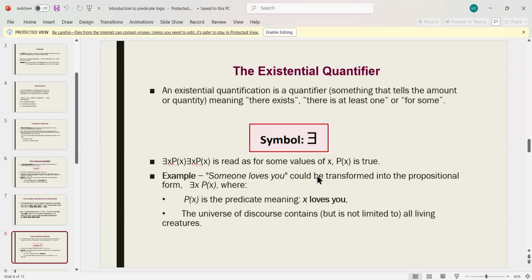Someone loves you could be translated into propositional form: there exists x, p of x, where p of x is the predicate meaning x loves you. The universe of discourse contains, but is not limited to, all living creatures. So here you have to define the universe of discourse. These are the people inside this circle.